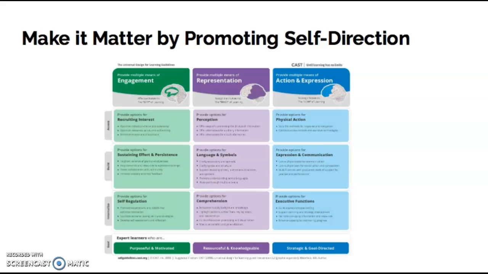And lastly, we need to make it matter by promoting self-direction. So this means helping your learners with goal setting at the beginning based on your objectives and their learning paths, frequent check-ins and progress monitoring by teachers, peers, and themselves, self-reflection and analysis while you're going, but also at the end, having them think about what did I do well, what could I work on for next time, and citing specific evidence.